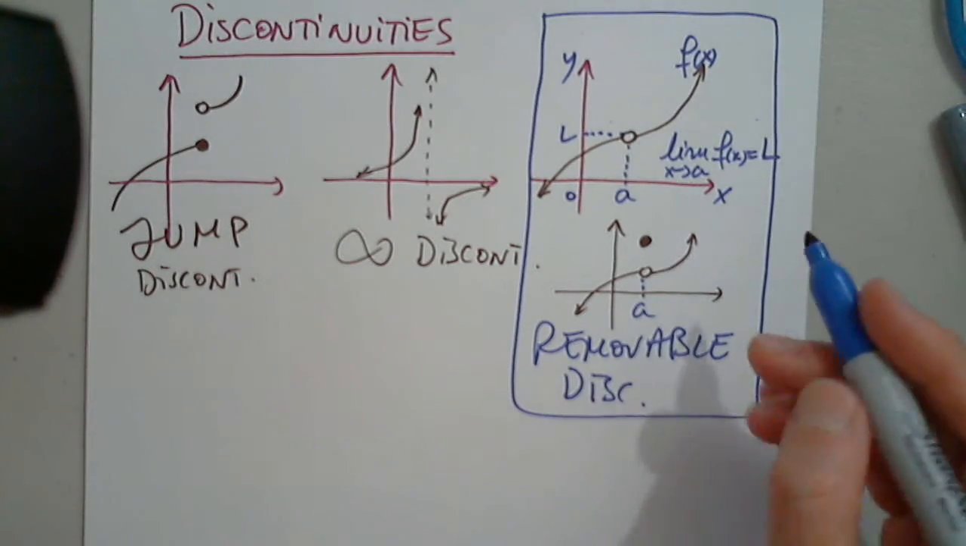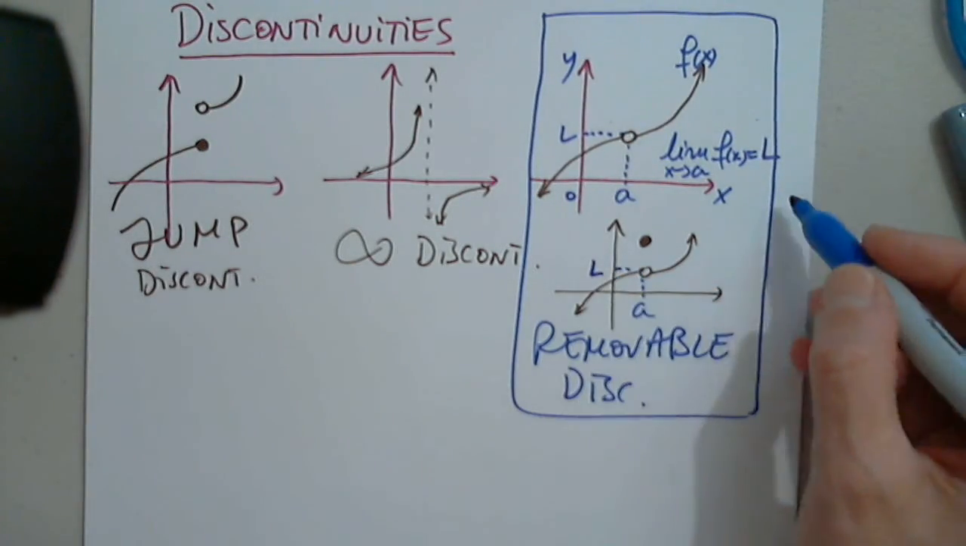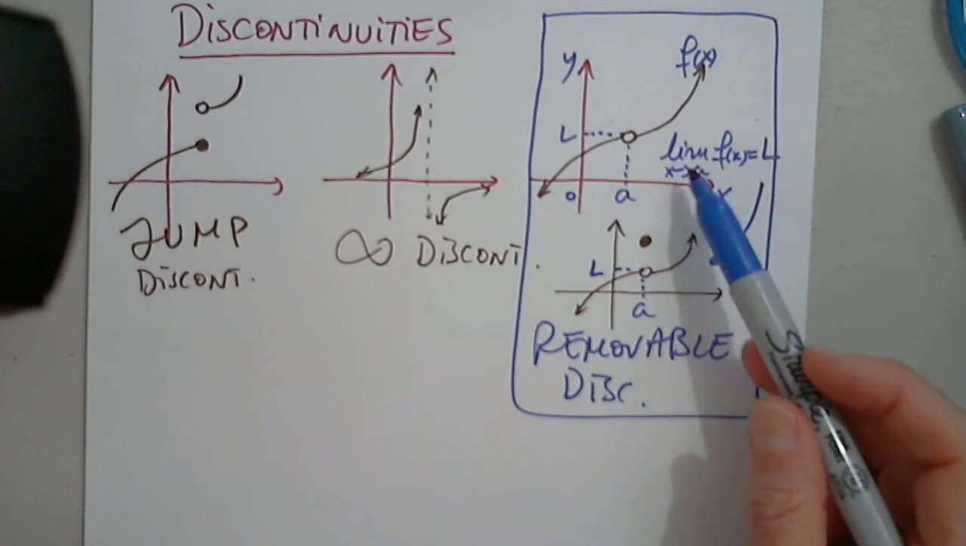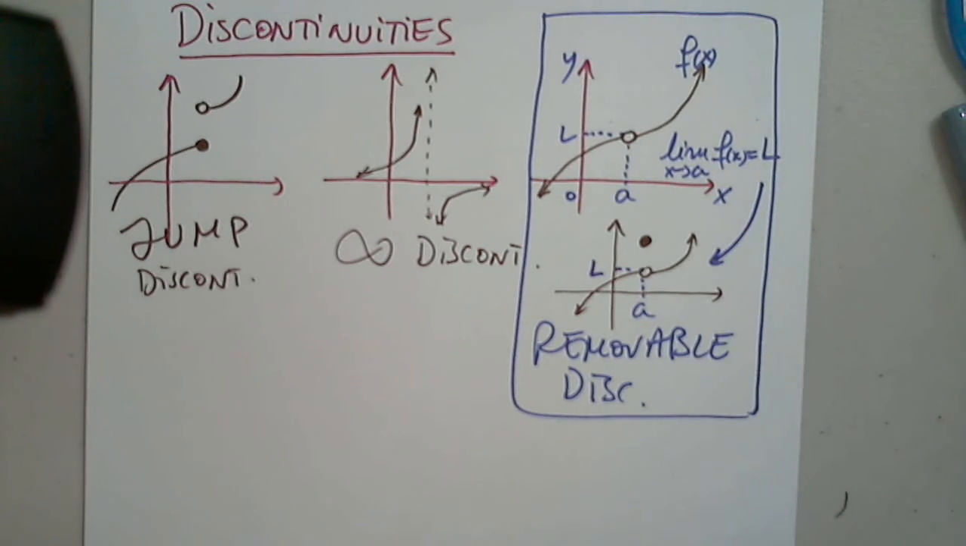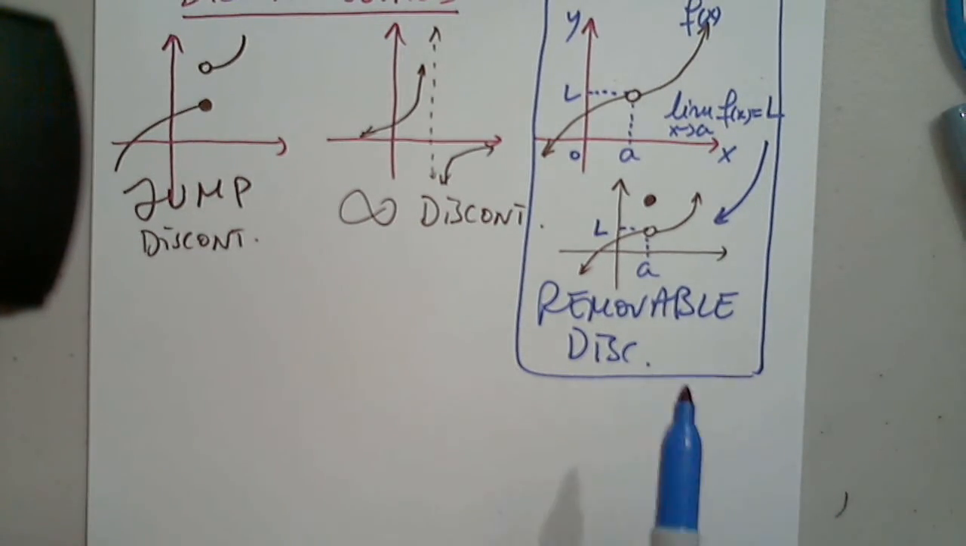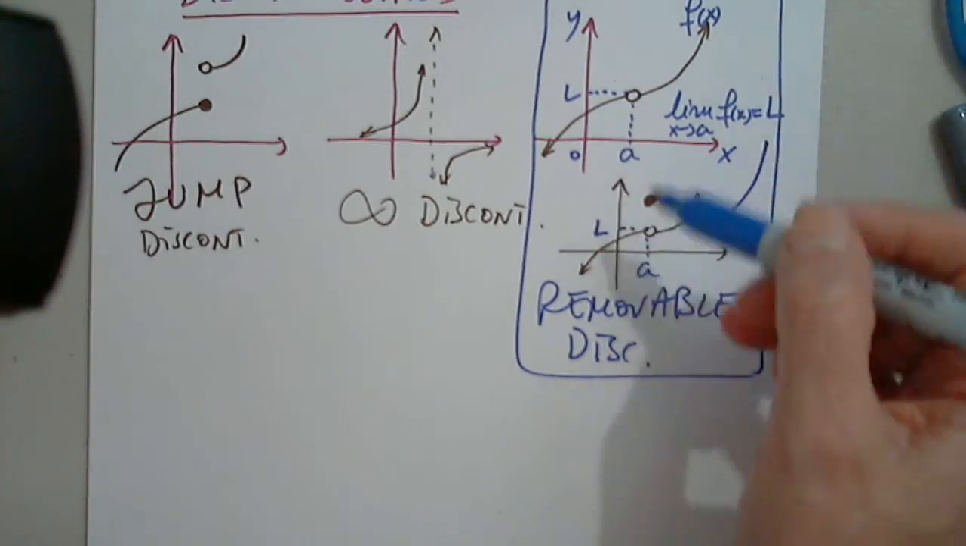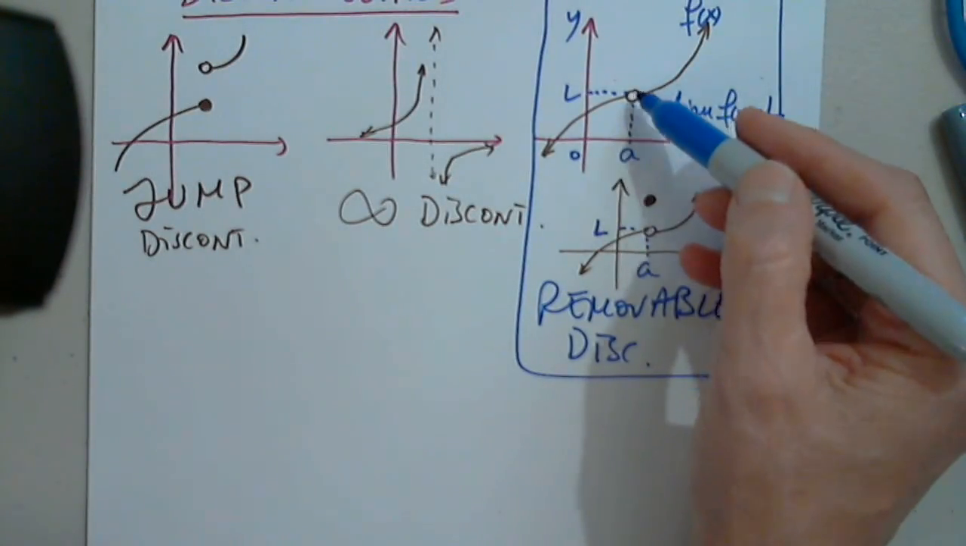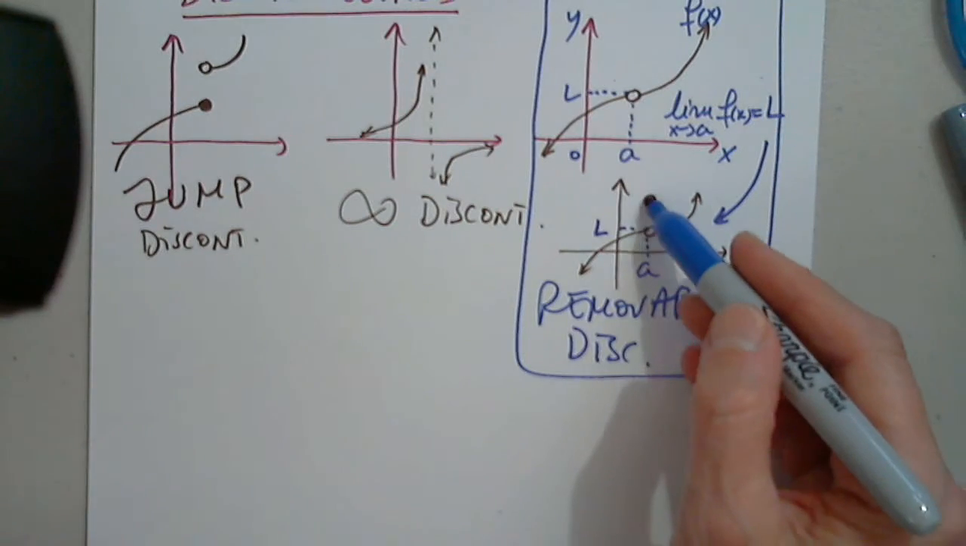This one is also removable. The same thing here is also removable. The same limit of f of x as x approaches a from either side is L. This is also removable. What's the difference? Here the function is not defined at a, but here it is defined at a.